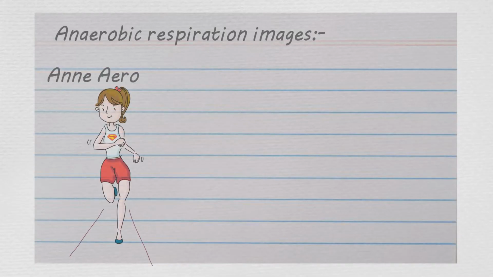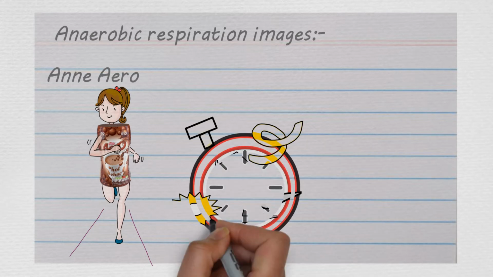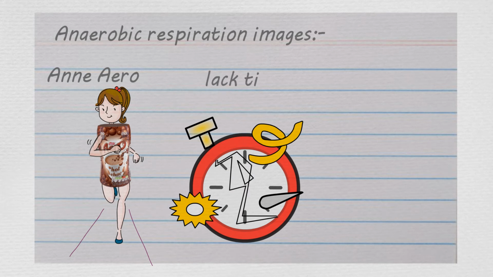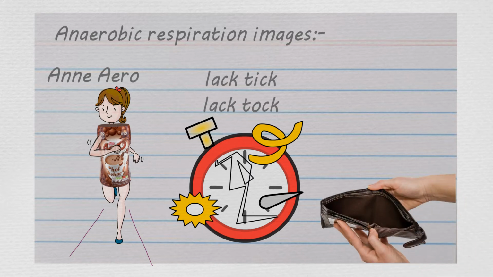So visualise Anaerobic, the athlete, exercising, breathing hard and deeply and with a fast heartbeat. She has a broken stopwatch, lacking tick and lacking tock, so she doesn't have the energy to run as fast. And buying a new watch leaves her in debt, oxygen debt.